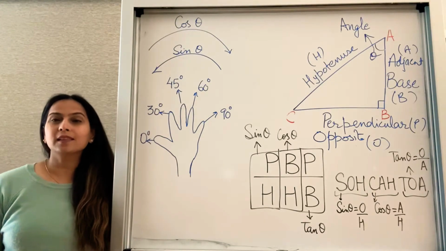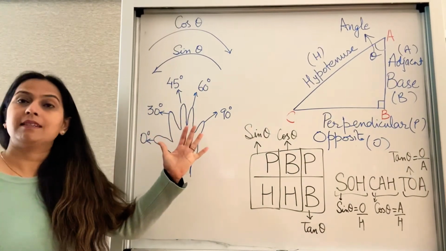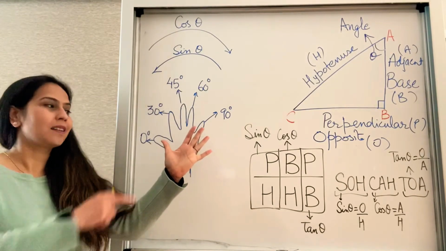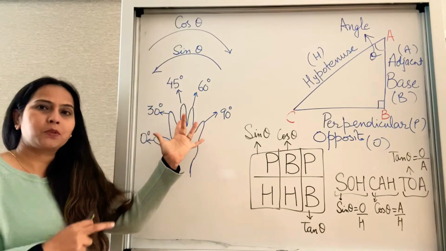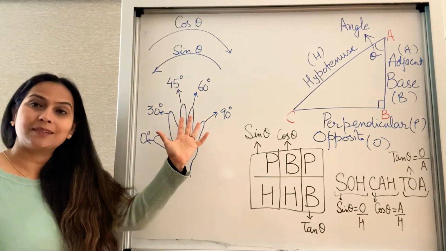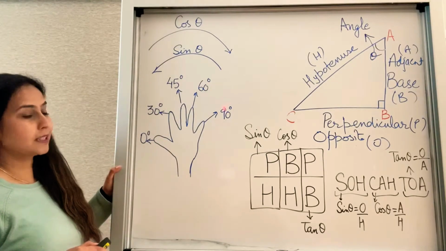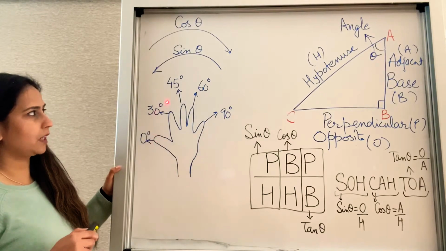But for now, let's use our left hand. I've drawn my left hand there on the board. The drawing is not very good, but still you can make out that I'm marking my thumb at 0 degrees, then 30 degrees, then 45 degrees, then 60 degrees, and then 90 degrees. So have a look at this now.